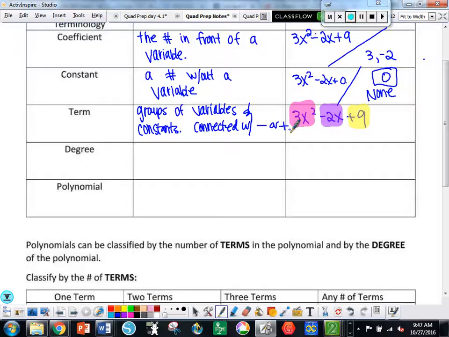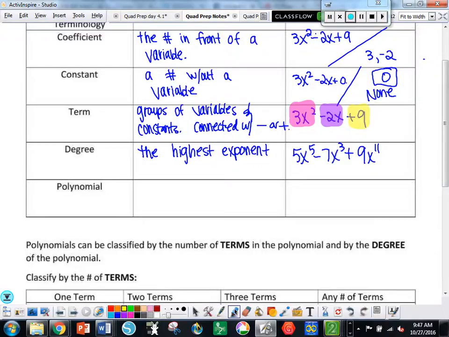The degree is the power or the exponent. Now, it is possible, if I gave you something like this, the degree of the polynomial is the highest exponent. It doesn't necessarily have to come first. So in this case, the degree would be the 11th.